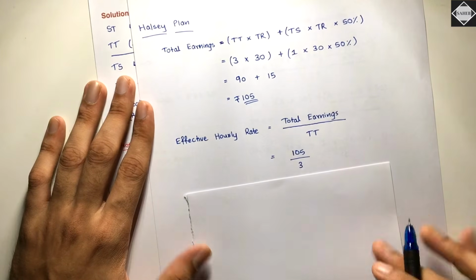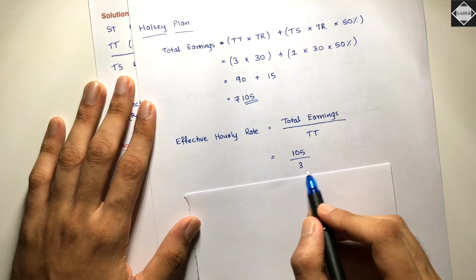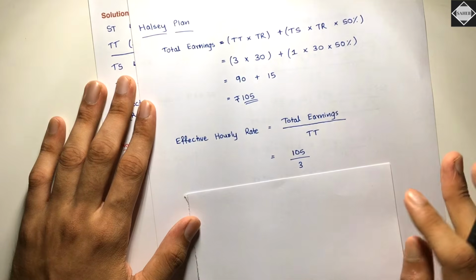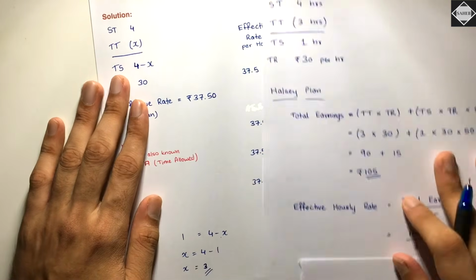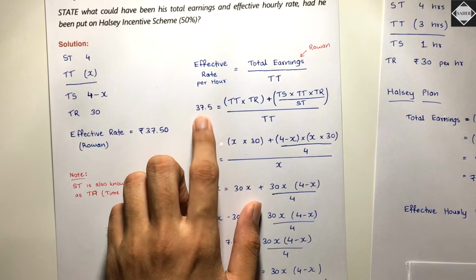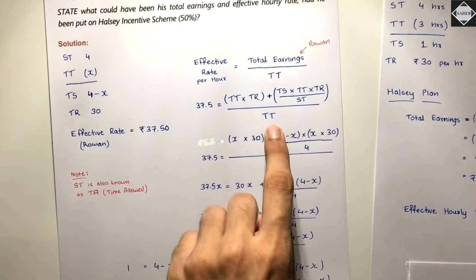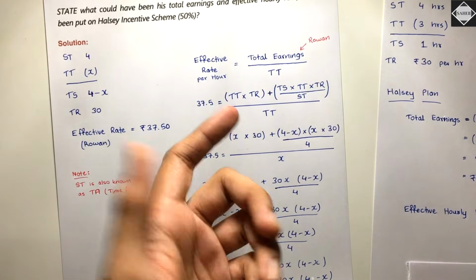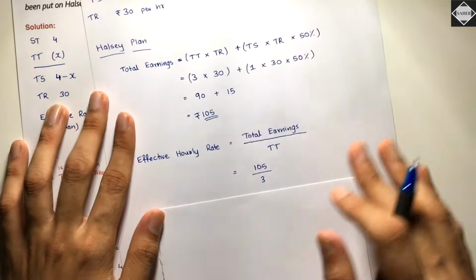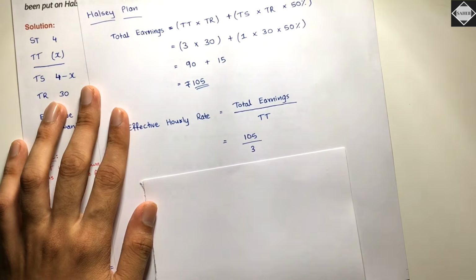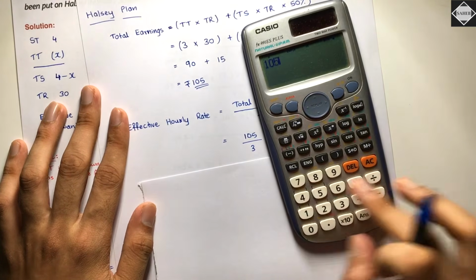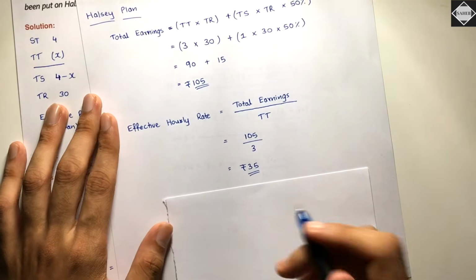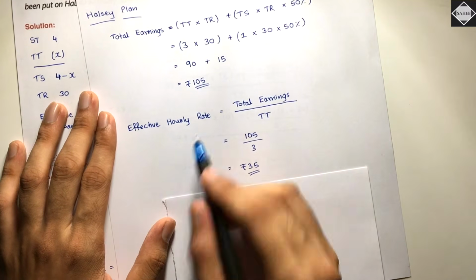So 105 divided by 3. Time taken over here is equal to effective hours, because we have calculated it that way, isn't it? We have used this equation now. We have used the effective rate per hour, which was already given, and then we calculated. So this time taken is not actually the total time taken, it's actually the effective hours. Is it clear? So 105 divided by 3, let's just do that in the calculator. That's equal to 35 rupees. So 35 rupees per hour is the effective hourly rate.